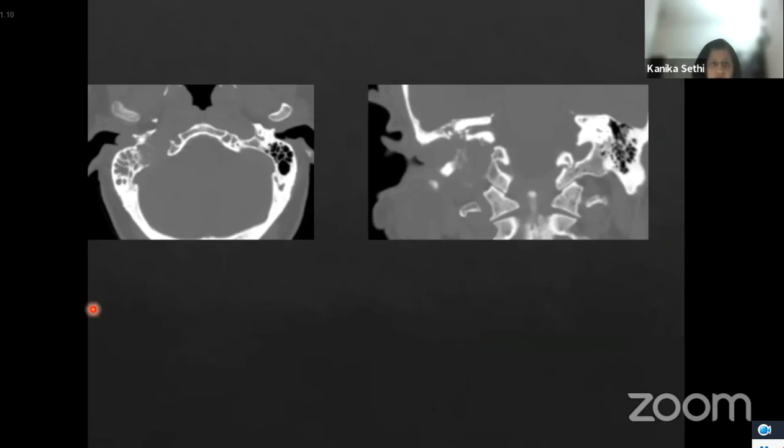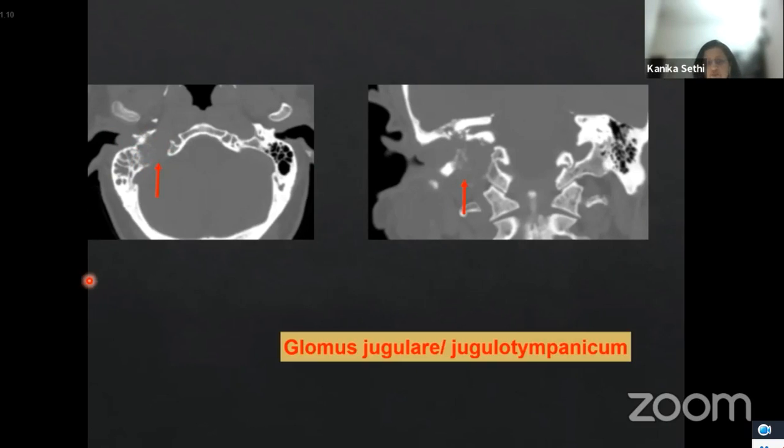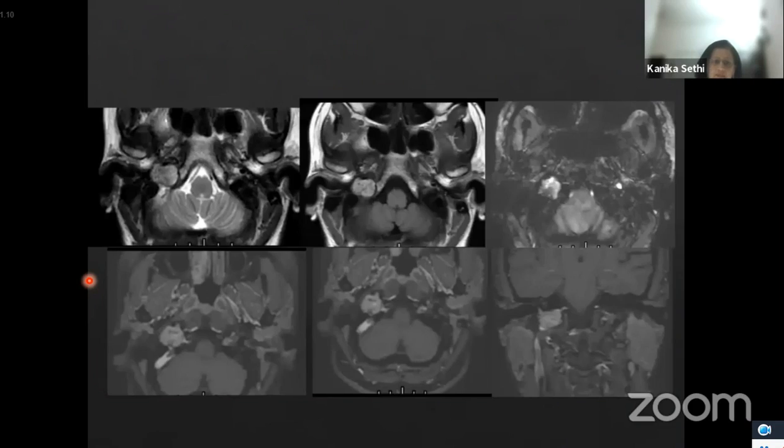These are the CT findings. It is causing irregular erosion of the jugular fossa. So that's a glomus jugulare or jugulotympanicum. This causes erosion of the jugular fossa and in early cases the jugular spine, whereas schwannoma causes expansion of the jugular fossa. Another companion case with flow voids within it, intensely enhancing, a smaller jugular fossa lesion.